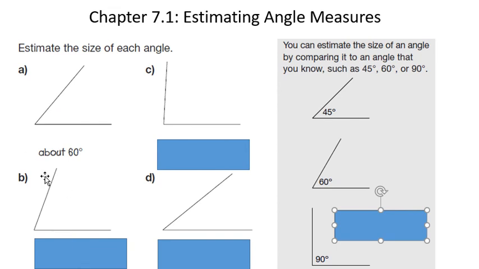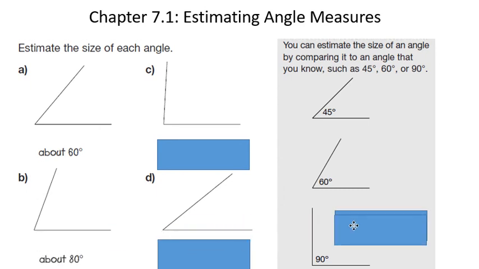Let's look at B here. Once again, we know this is definitely not a 90, but it's way more than a 45, which would come out to about here. And if we estimated this one to be a 60, then we know this one is more than 60, but definitely less than 90. So we could estimate this one to be about 80 degrees. Could be 75, it could be 82 or 83, but we're going to estimate this one at about 80 degrees.